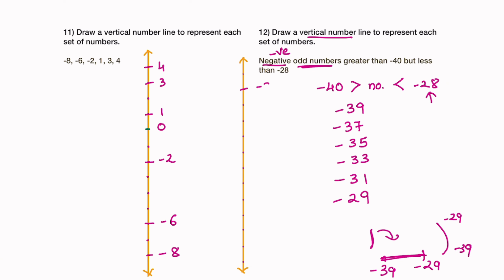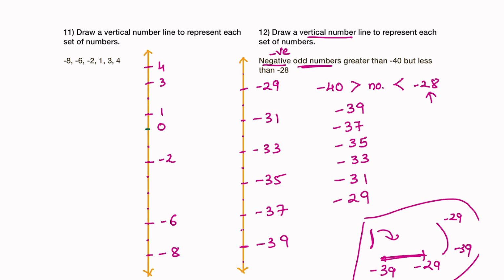So we say this is minus 29, 30 is skipped, this one. So that's minus 31, skip 32, that's minus 33, skip 34, that's minus 35, skip 36, that's minus 37, skip 38, and that's minus 39. That's it. And it's done. Okay? So this is what you had to do. Remember this for vertical number line. If you are confused, use this as a strategy.